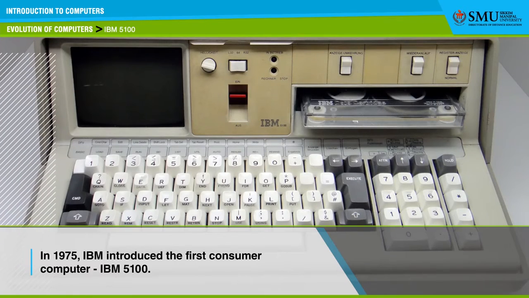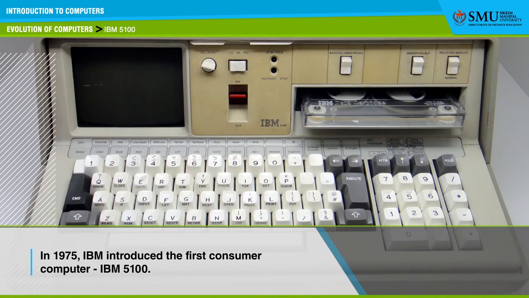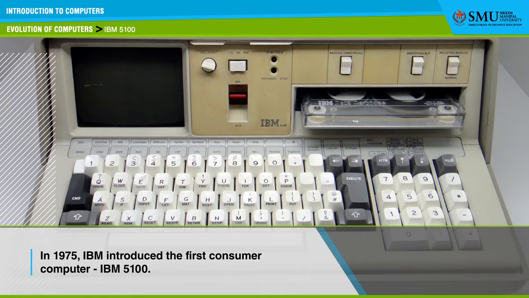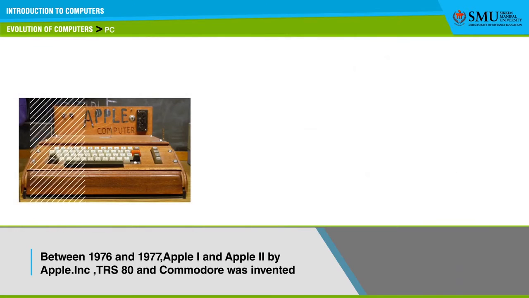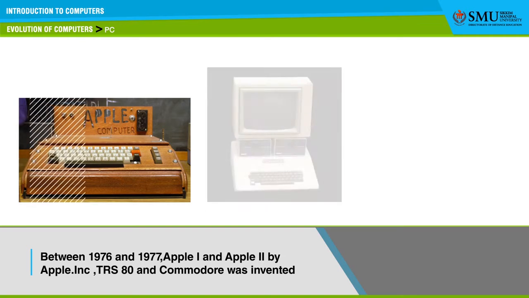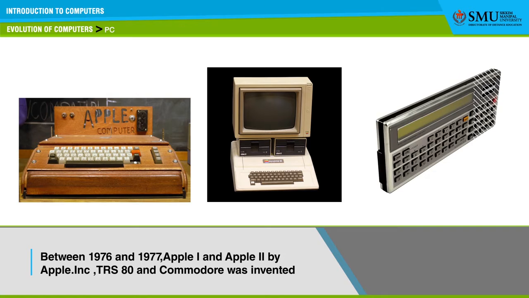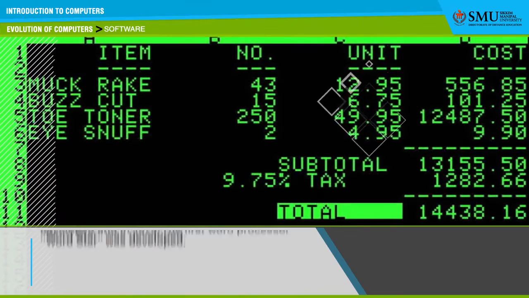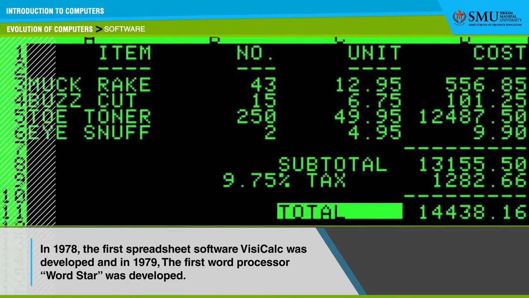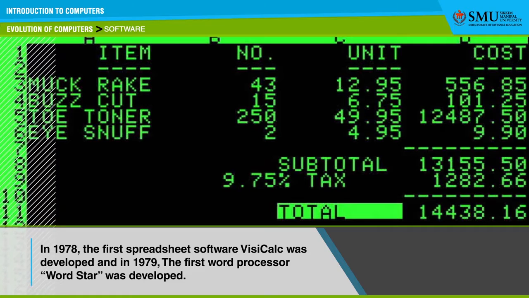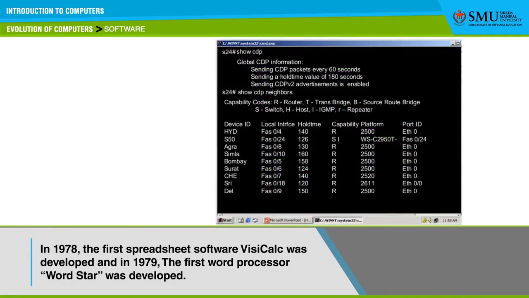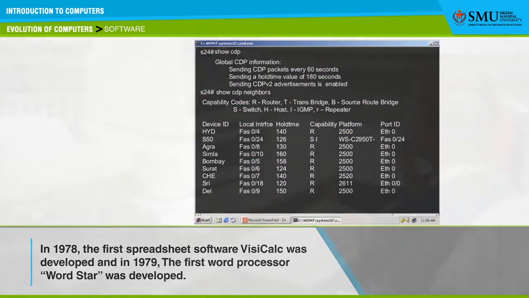In 1975, IBM introduced the first consumer computer, IBM 5100. Between 1976 and 1977, Apple was started by Steve Jobs and it introduced the Apple I and Apple II computers. Some other consumer computers like TRS-80 and Commodore PET computers were also introduced. In 1978, the first spreadsheet software, VisiCalc, was developed, and in 1979, the first word processor, WordStar, was developed.